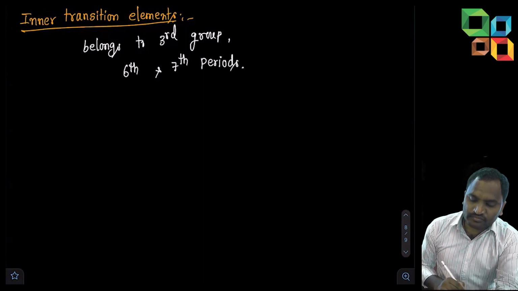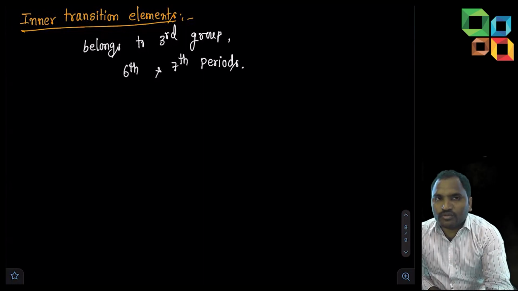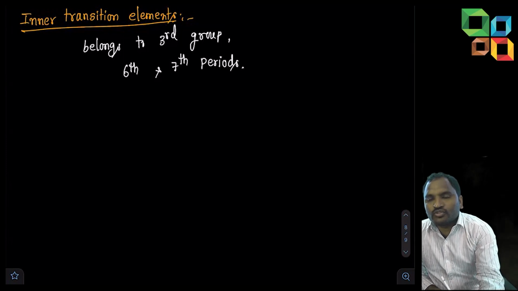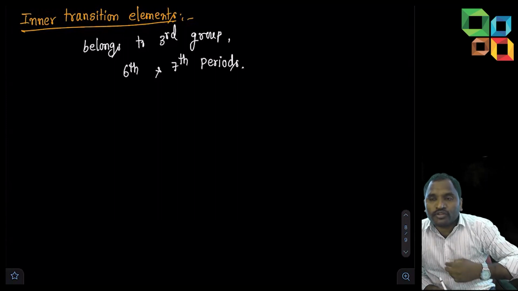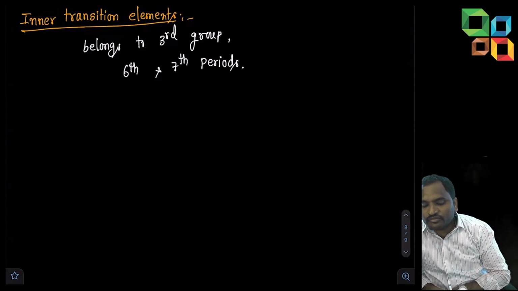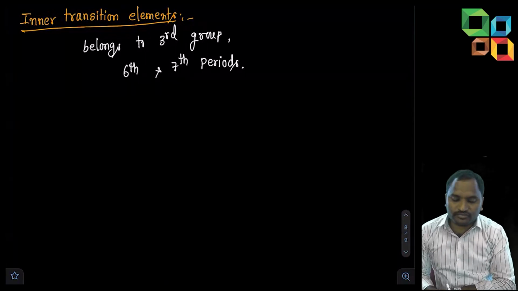Lanthanide and actinide series. At the bottom of the periodic table there are 2 rows, 14 elements. These elements are also called F block elements because the last electron enters into the F subshell.